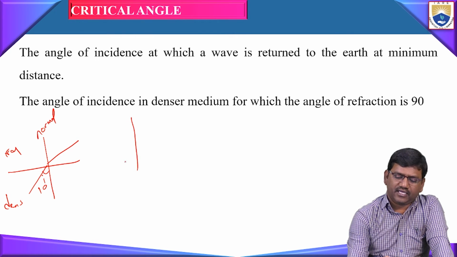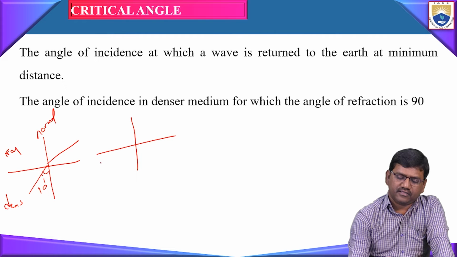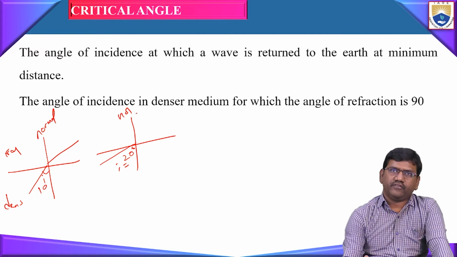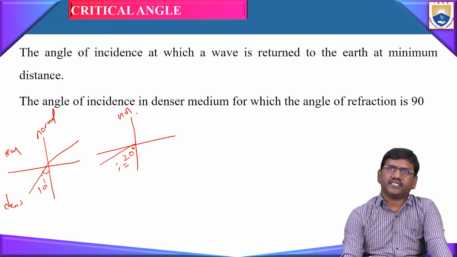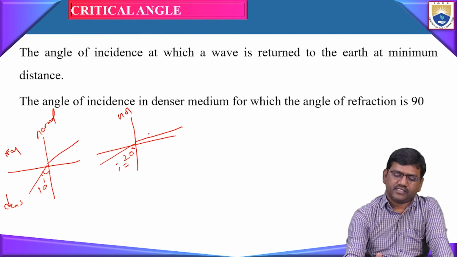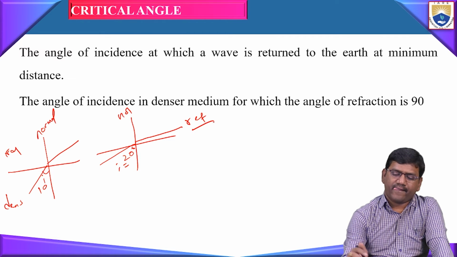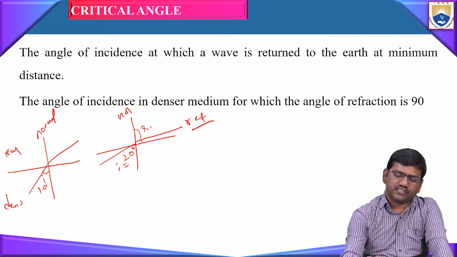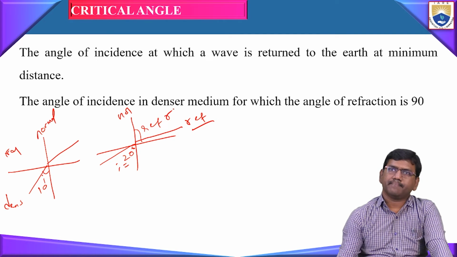If we take another angle here, let us assume there is 20 degrees here. The angle of incidence is 20 degrees, and this is the normal here. If we increase the angle of incidence, again refraction takes place. The refracted ray will bend like this. This is the refracted ray, which is away from the normal. So this is the refracted angle r here.